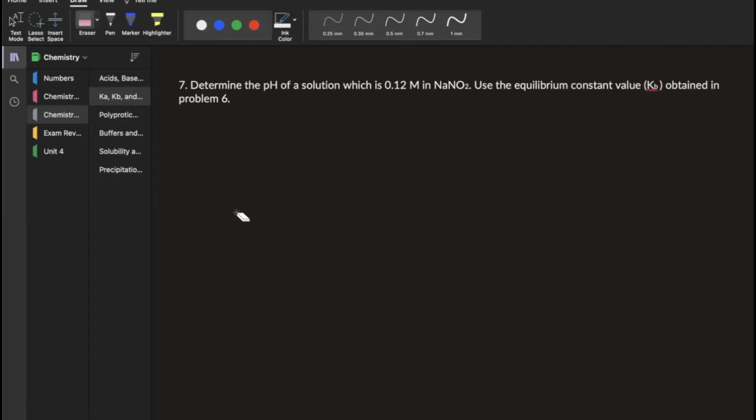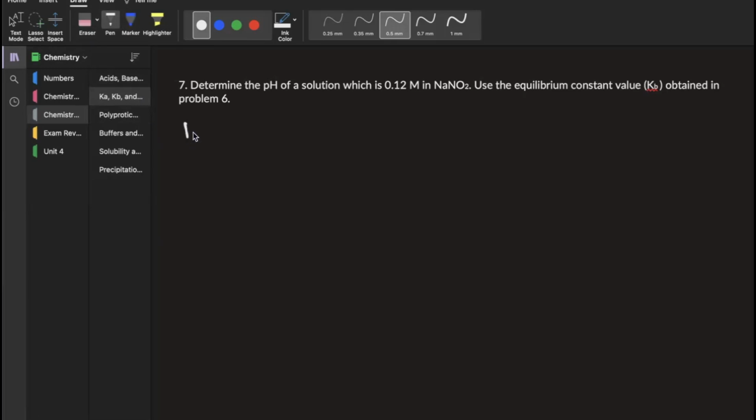Number 7 asks, determine the pH of a solution which is 0.12 molar in NaNO2. Use the equilibrium constant value Kb obtained in problem 6. So this one is a little bit different from what we've been doing because NaNO2 does not act as a base or an acid. So we're going to go ahead and write it out.